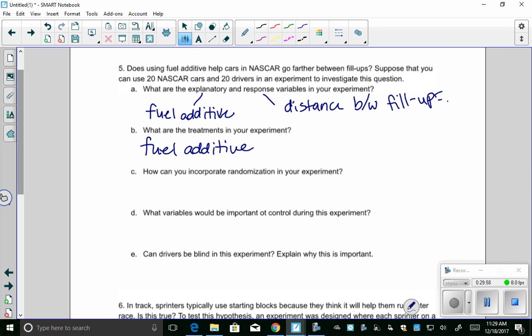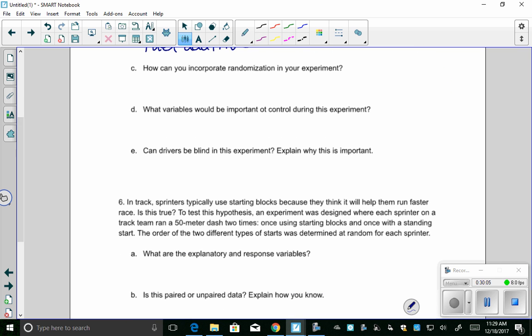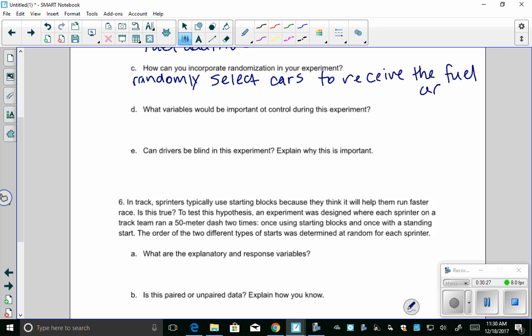Okay. C. How do you incorporate randomization in your experiments? Randomly select cars to receive the fuel additive.